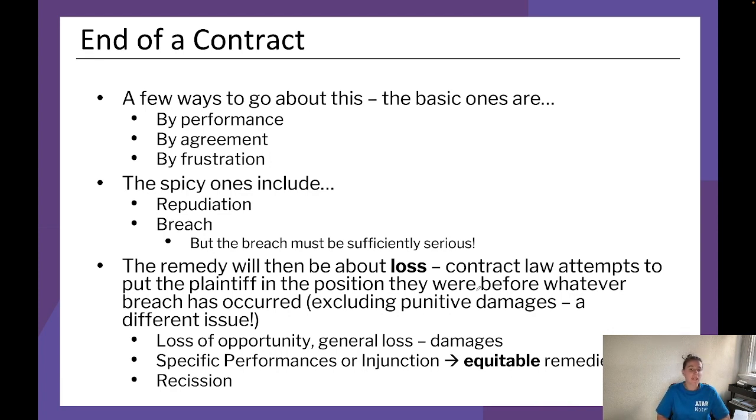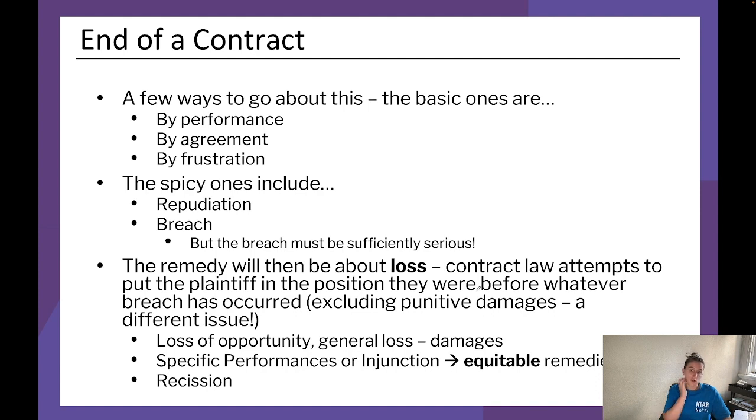Frustration is if something happens that cannot be repaired. You were going to mow my lawn 4 times, but now you've died. Therefore, you can't mow my lawn. The contract has been frustrated. It basically says, it's fine, it's over, but there doesn't have to be a breach.